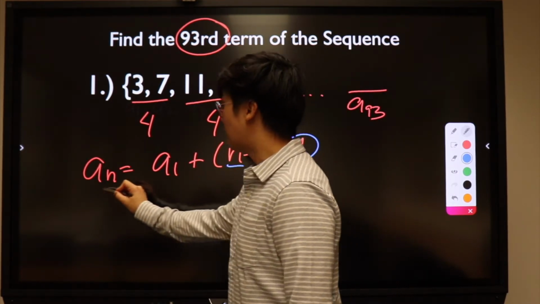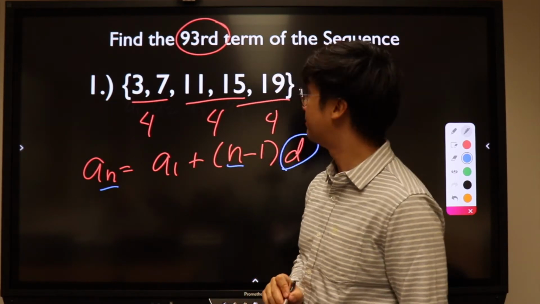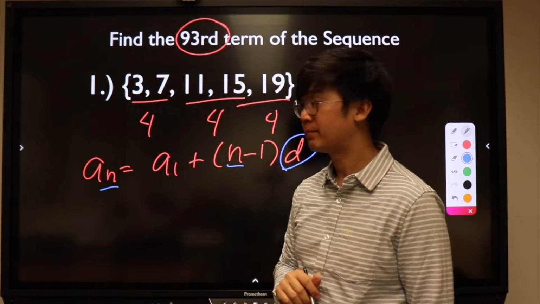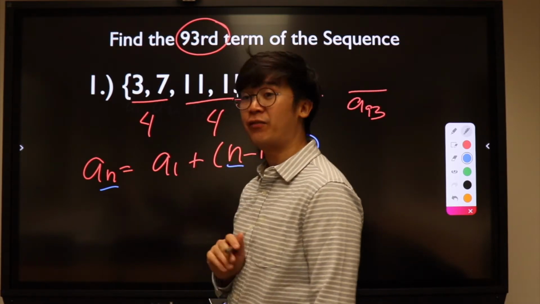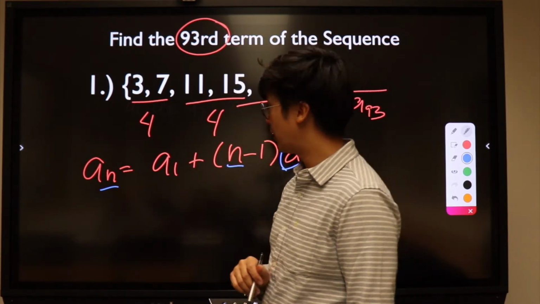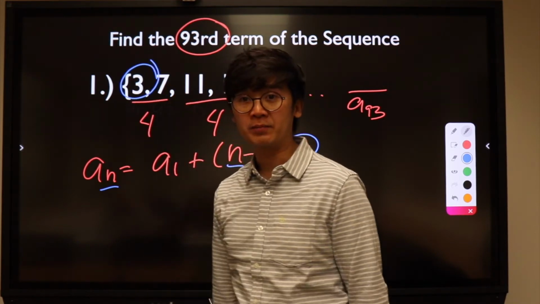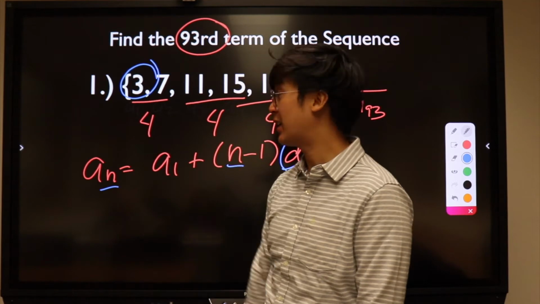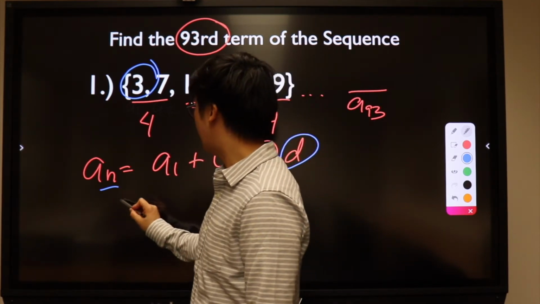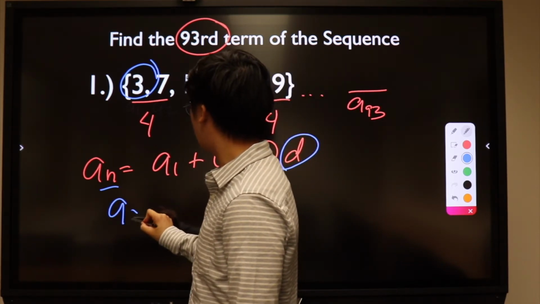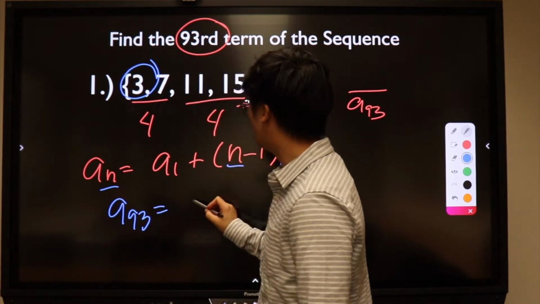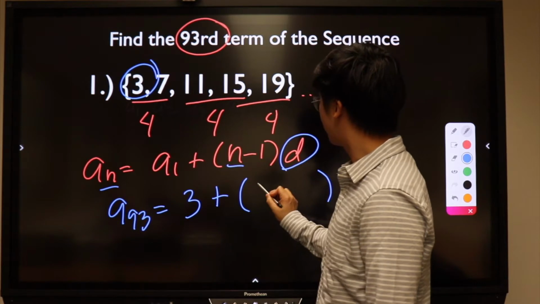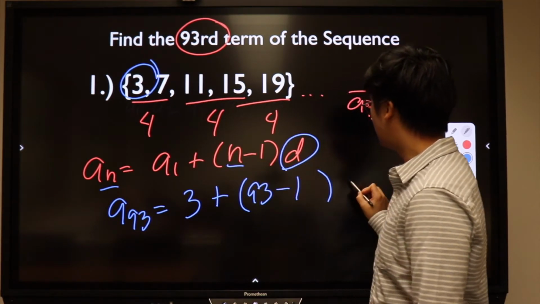We have the n. What is the n here in our formula? 93rd. And what else is missing? The first term. Do we know the first term? 3. It is given and it's 3. It may not be spelled out for you, but you know that it's the first term because you are given the sequence. So now you have a sub 93 is equal to 3 plus, what is n? 93. Minus 1 times 4.